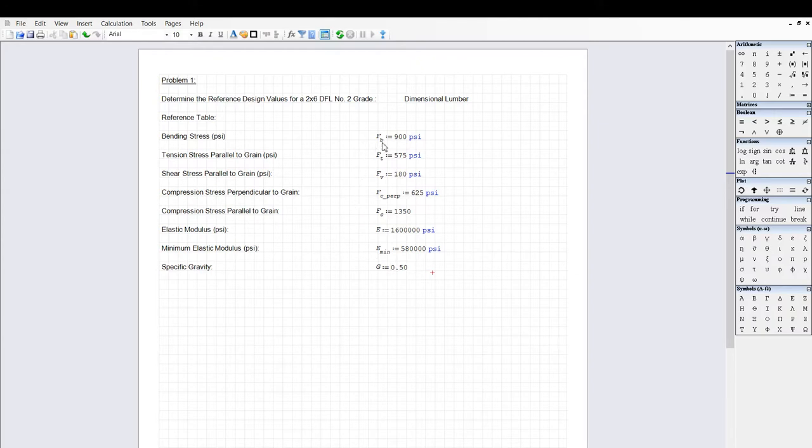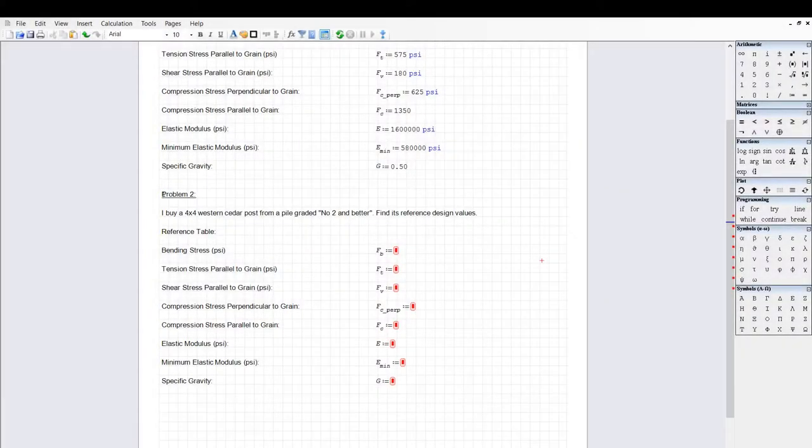And again, be aware that, as we discussed at the start of this lecture, these are the unadjusted reference design values. To actually use these, you then have to multiply by all of the relevant factors that we discussed briefly at the beginning.